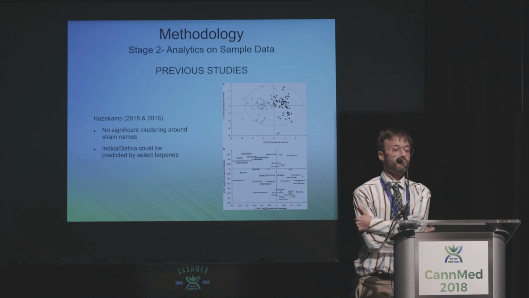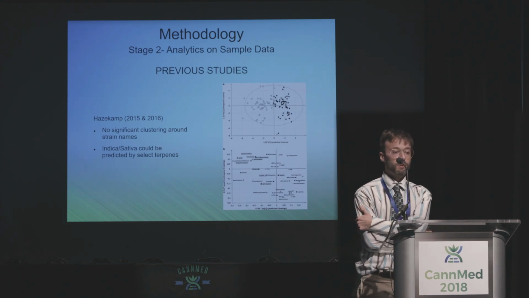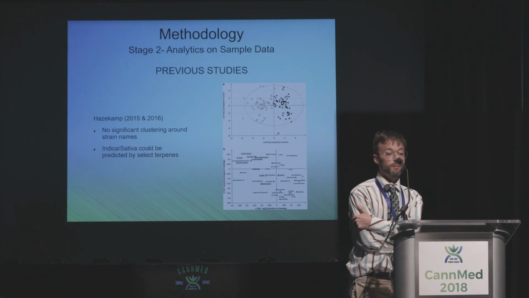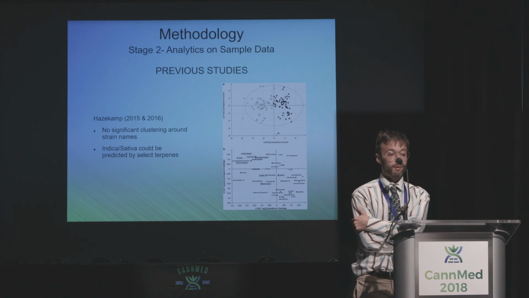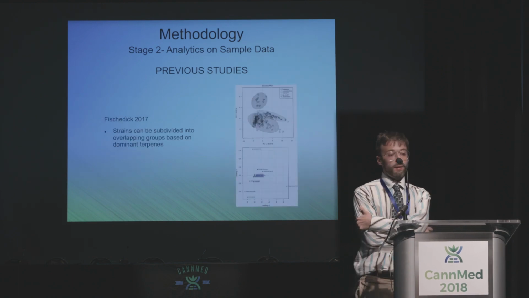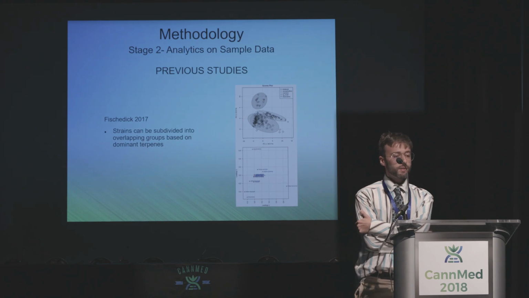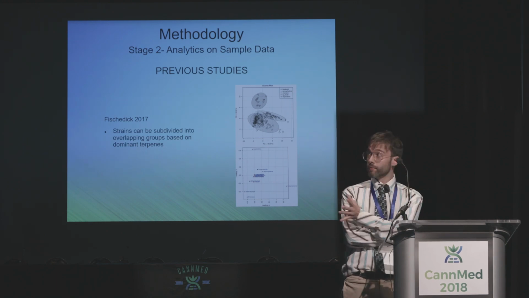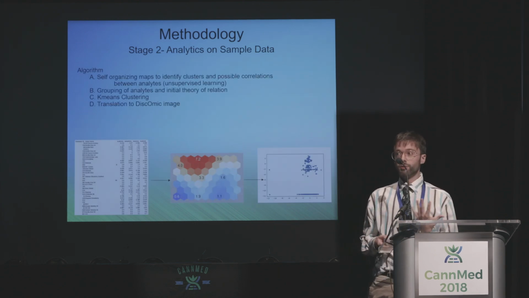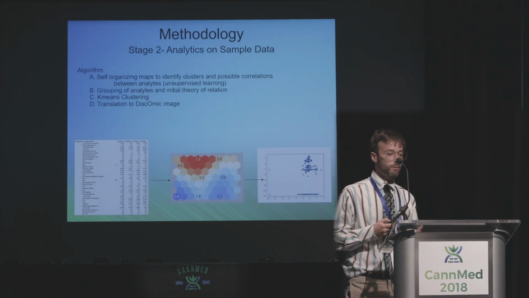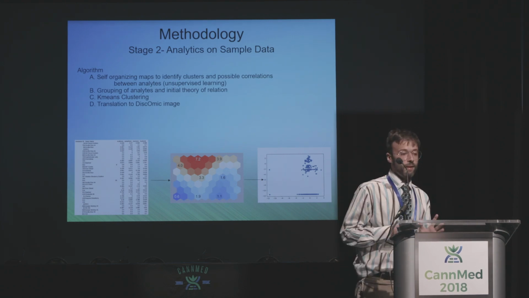So some previous studies have found that there's no significant terpene profile clustering around strain name, so strain name is not a very good predictor of what the final terpene profile is going to be. And as well, last year we found that the strains can be subdivided into overlapping groups, as we've also seen here, based on dominant terpenes. But what we wanted to do is, instead of basing it on the dominant terpene, base it on the ratio of several dominant terpenes to each other.